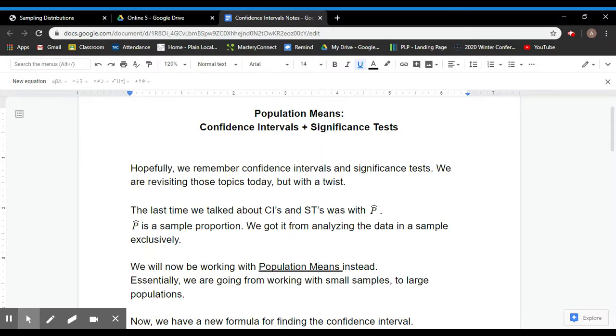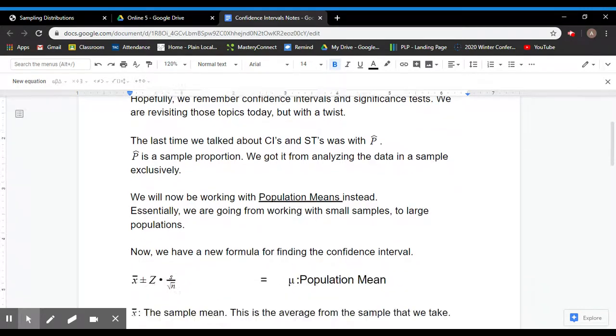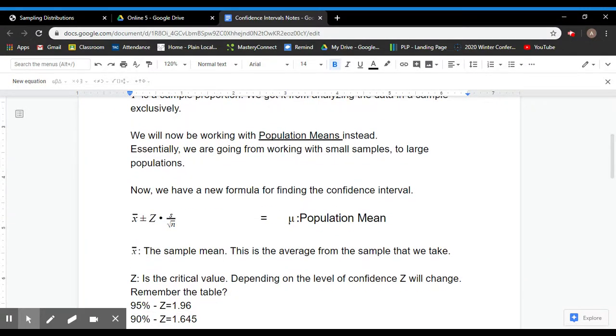So essentially, we're going from small groups to big populations, and that's why what we know about confidence intervals right now doesn't apply to what we'll be learning today. So we have a new formula because we can't use the old formula, because we're not working with p-hat anymore. We need some new things.